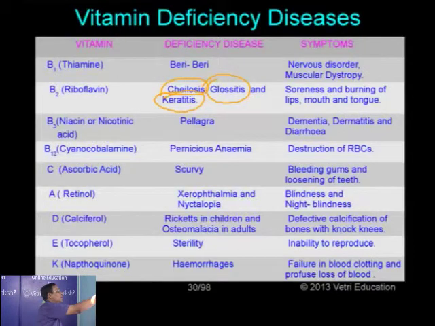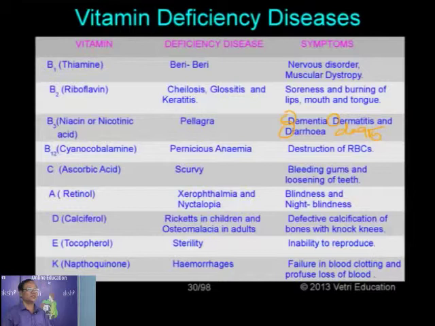Then B3, niacin or nicotinic acid. The disease it causes is pellagra. So it is the anti-pellagra vitamin, as it prevents pellagra. Mainly we have 3D, and along with that the 4D, because death also occurs. I started with dementia. So it is called the 4D vitamin. The fourth D is nothing but death.